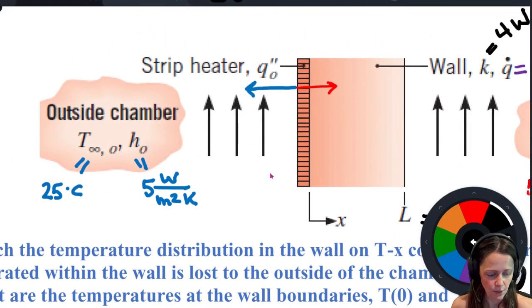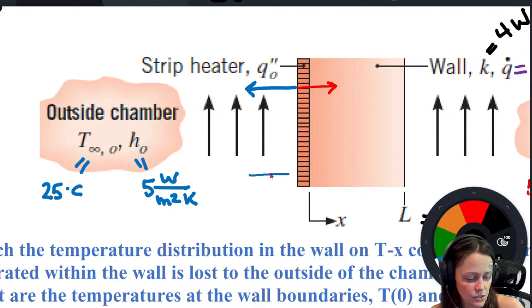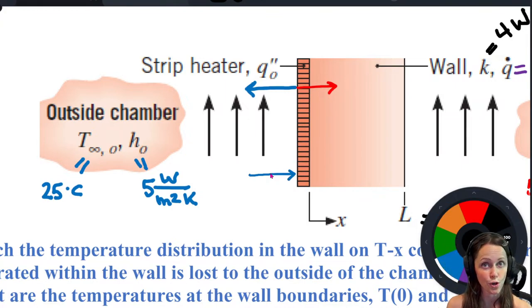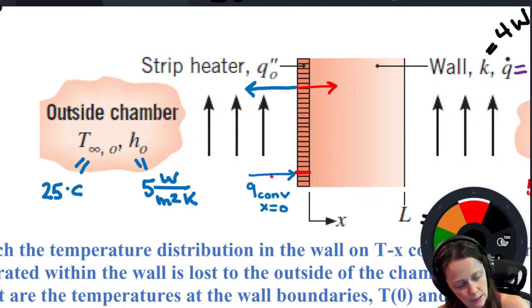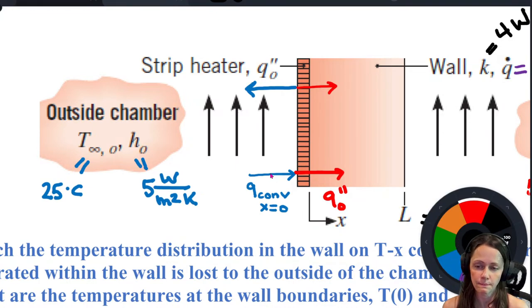I know the direction of that blue arrow is going to be going out, but let's just say we're on autopilot and we're just going to draw all the q's going in one direction. So I'm going to draw this. This is q convection at x equals 0, and this guy is my q double prime naught. That's what's supplied by that strip heater. And I'll figure out pretty quickly that the arrow should have been flipped around, but that's fine. Let's just go with what it is. So I'm going to set that equal: q by convection at x equals 0 is equal to that q naught double prime.